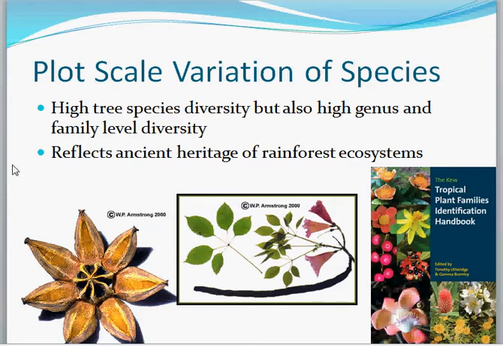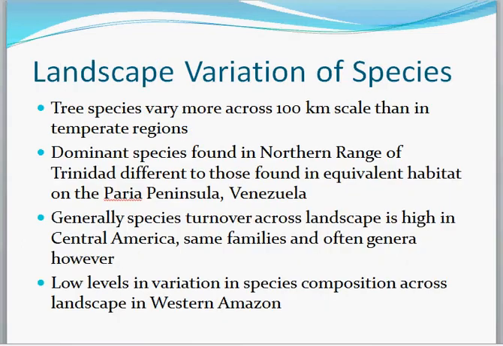Okay, let's move on up to the next scale of variation of species. That's the landscape or beta variation of species, and that's where we're looking at the scale of hundreds of kilometers. Okay, so tree species vary more across 100-kilometer scales than in temperate regions.